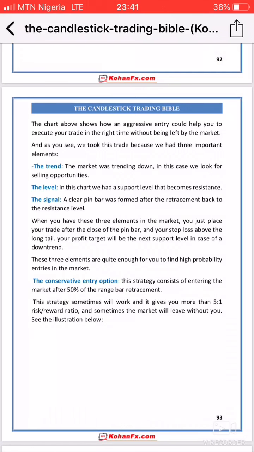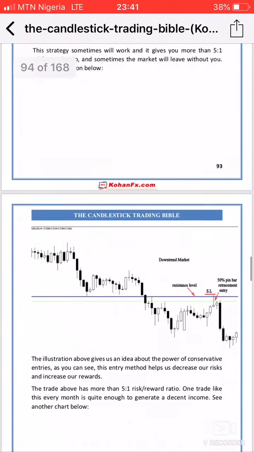The conservative entry option. This strategy consists of entering the market after 50% of range bar retracement. This strategy sometimes will work and it gives you more than 5-to-1 risk-reward ratio, and sometimes the market will leave without you. See the illustration below.